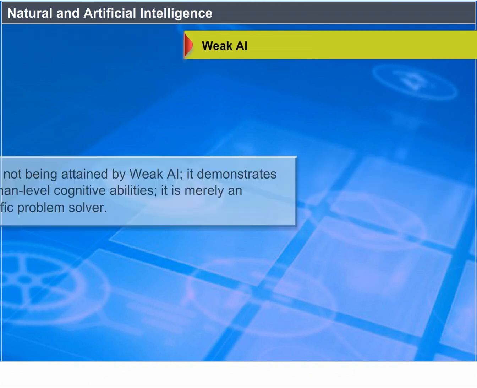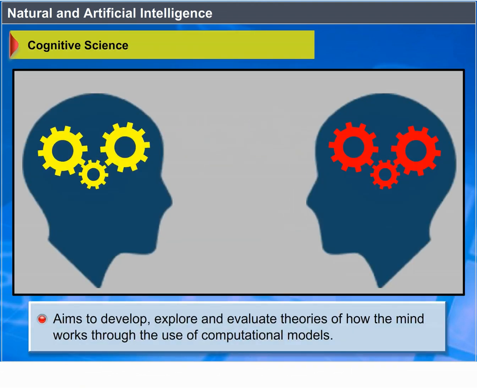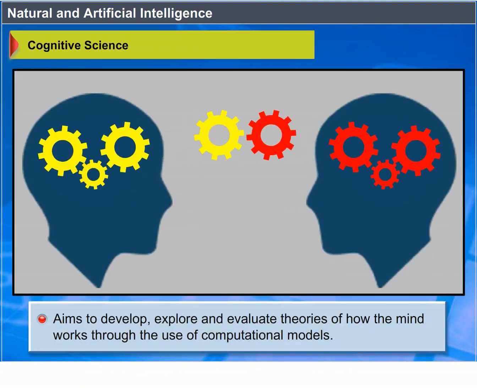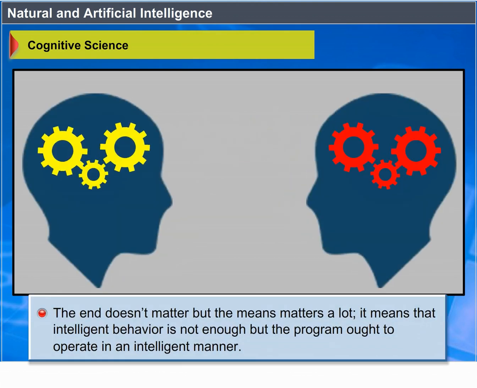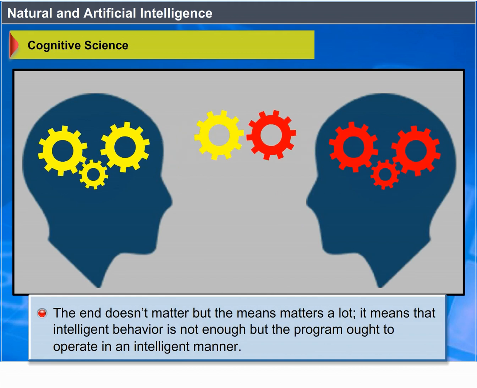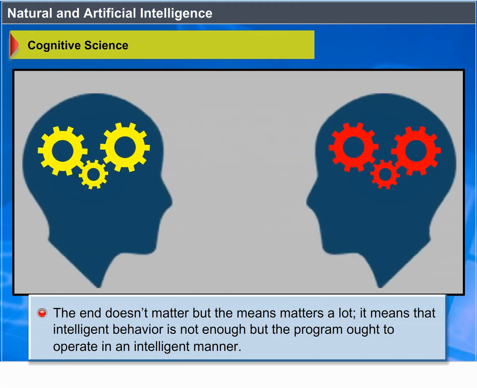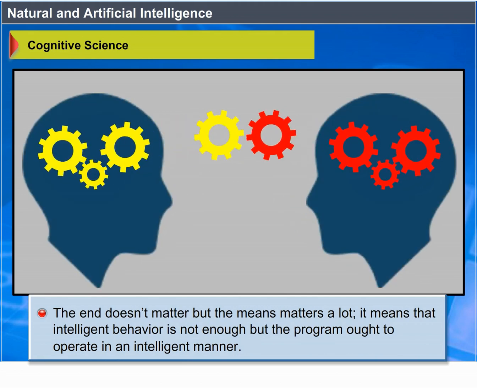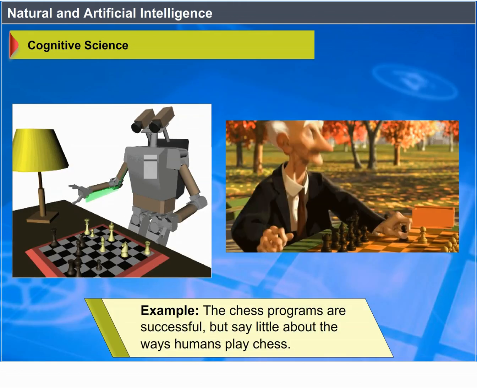Cognitive science aims to develop, explore, and evaluate theories of how the mind works through the use of computational models. The end doesn't matter, but the means matters a lot. It means that intelligent behavior is not enough, but the program ought to operate in an intelligent manner. Example, the chess programs are successful, but they say little about the ways humans play chess.